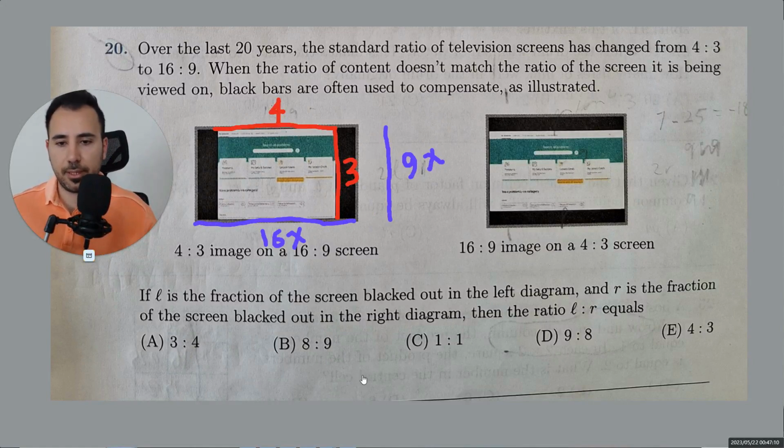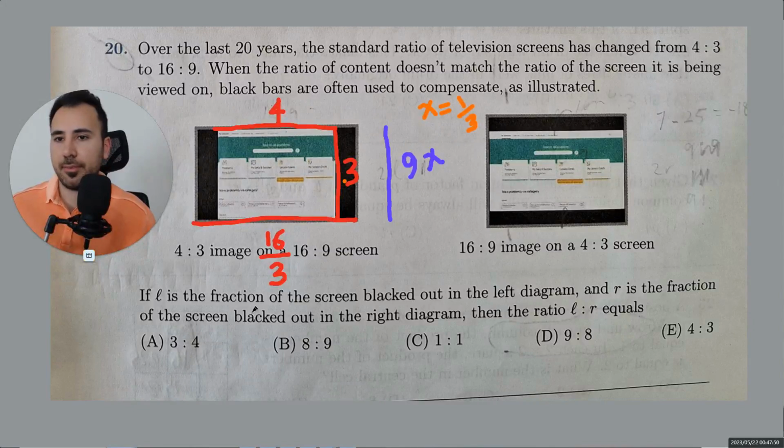So let's find it. I think then the rest of it is just child's play. So x would be, so 3 equals 9x. So x is 1/3. If x is 1/3, okay, then this would be 16/3. Okay. So all of this from here is 16 over 3.